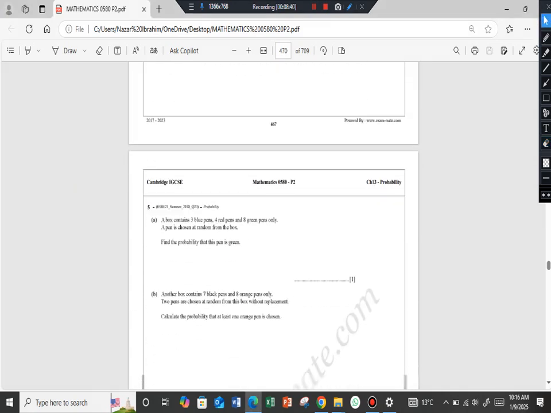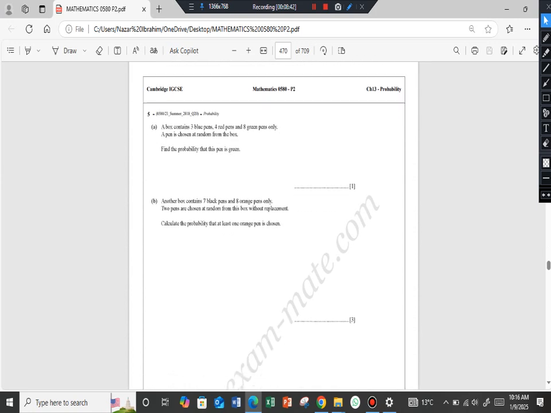Question number 5. A box contains 3 blue pens, 4 red pens, and 8 green pens only. A pen is chosen at random from the box. Find the probability that the pen is green. Simply, the favorable outcome is 8 green pens, and the total pens are 3 plus 4 is 7, 7 plus 8 is 15. So 8 upon 15.